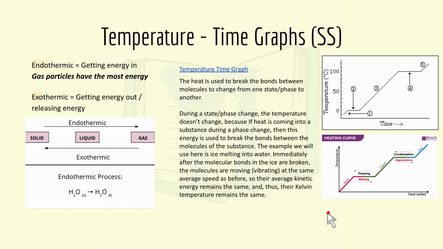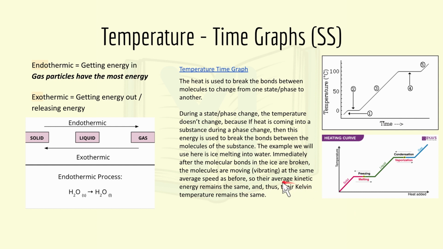The heat is used to break the bonds between the molecules to change from one state or phase to another. During a state or phase change, the temperature doesn't change. Over here, it's the plateau over here. Because if heat is coming into a substance during the phase change, then this energy is used to break the bonds between the molecules of the substance.